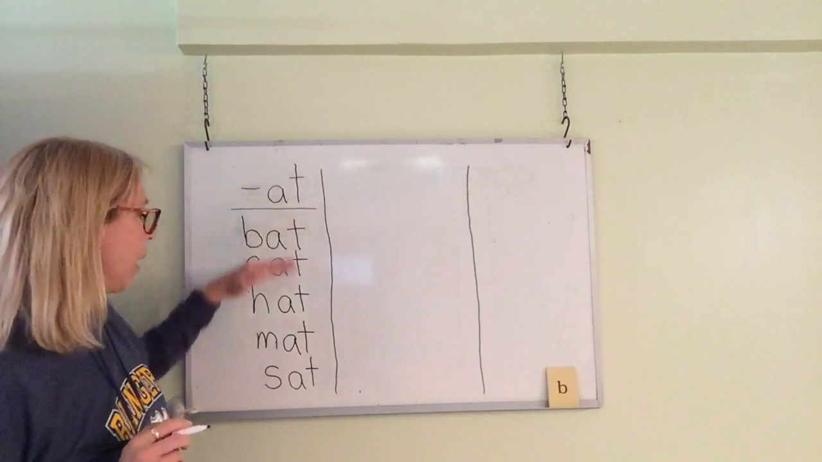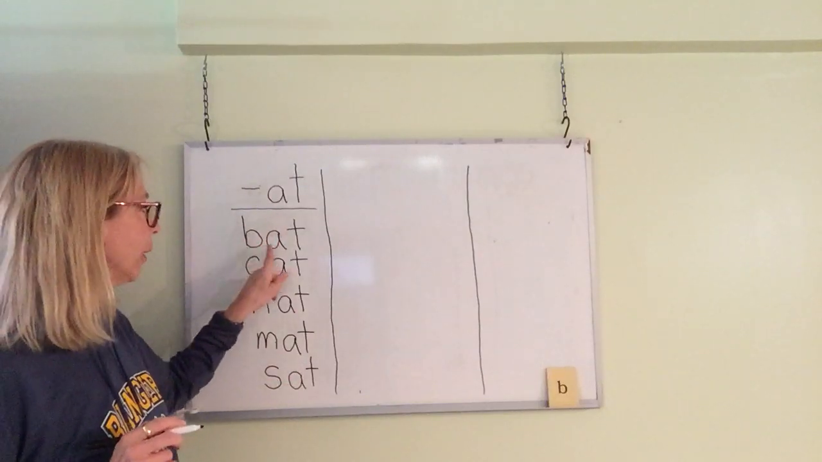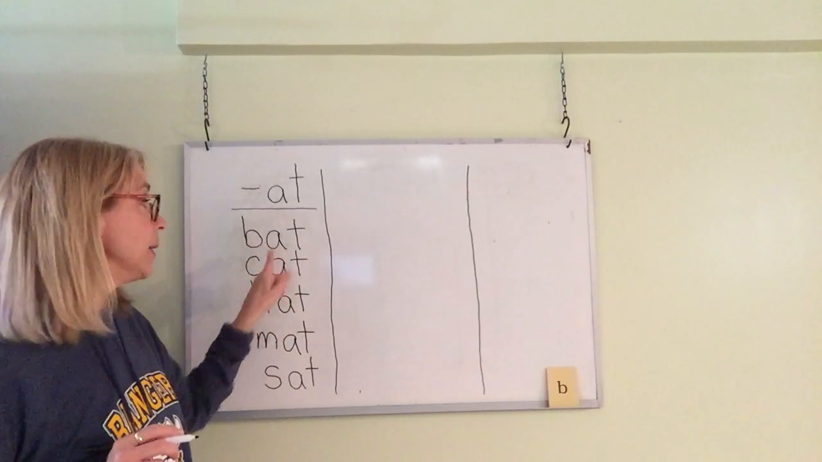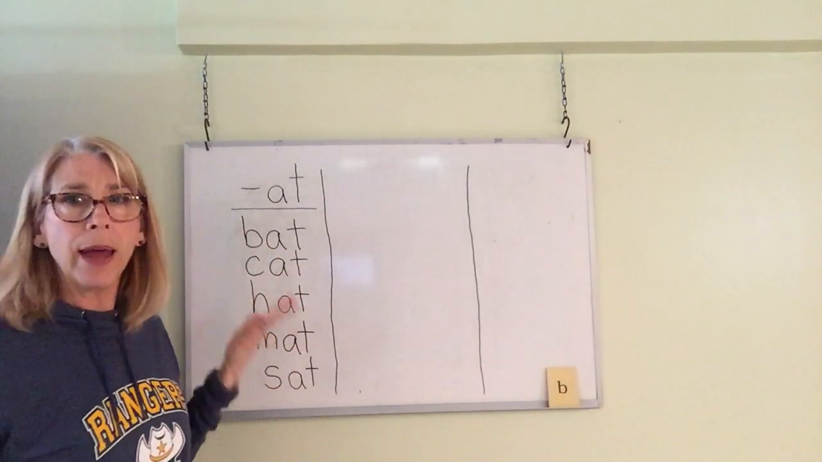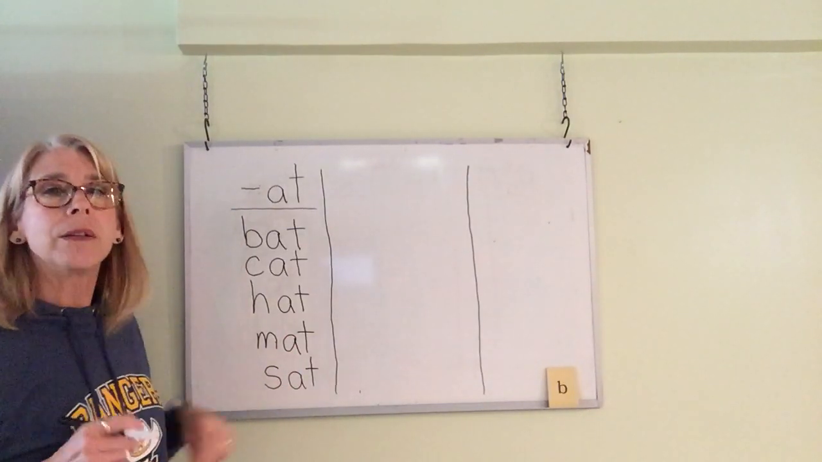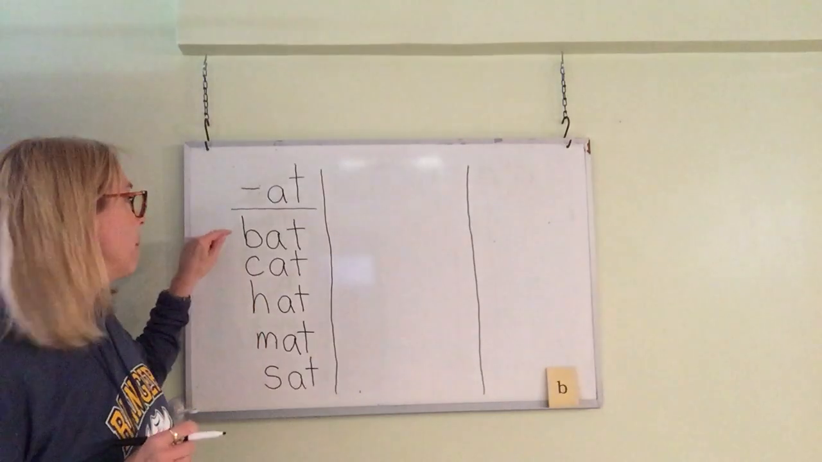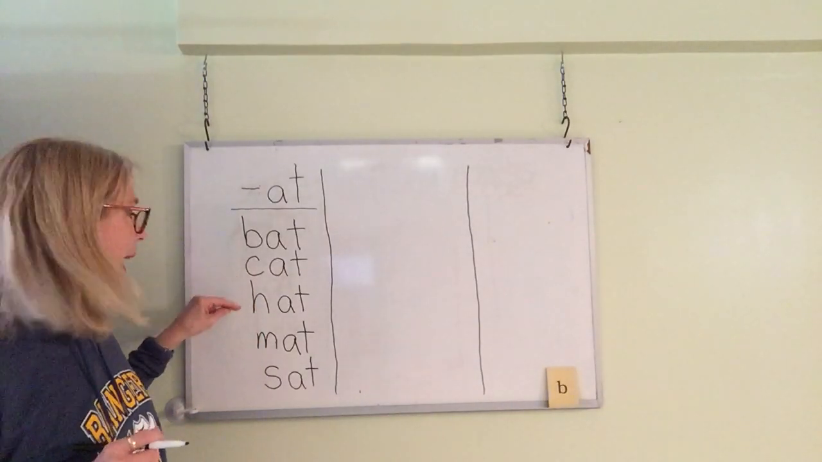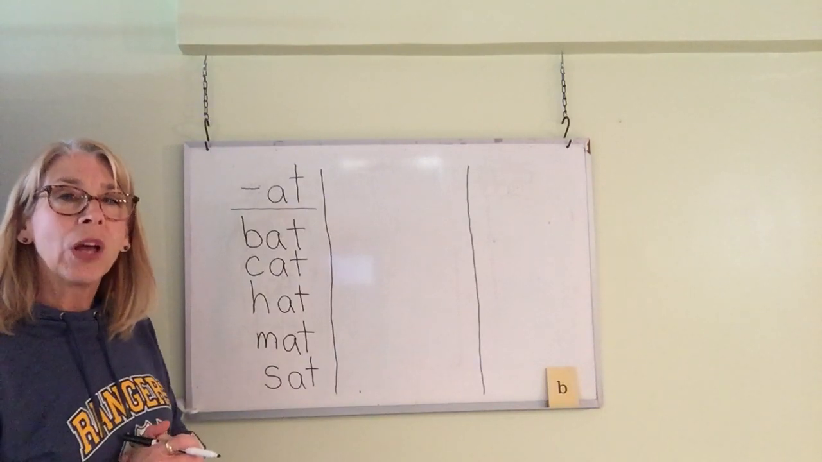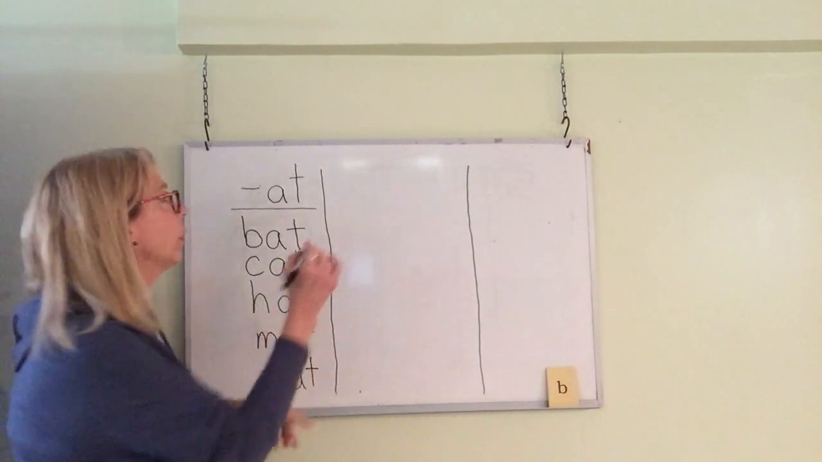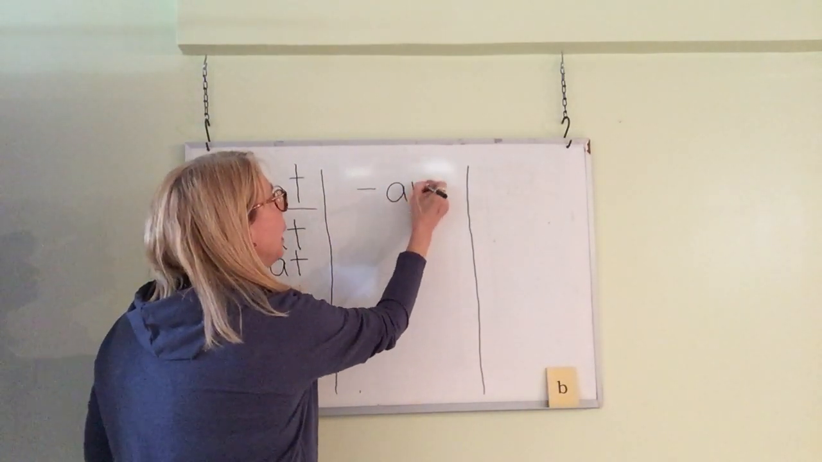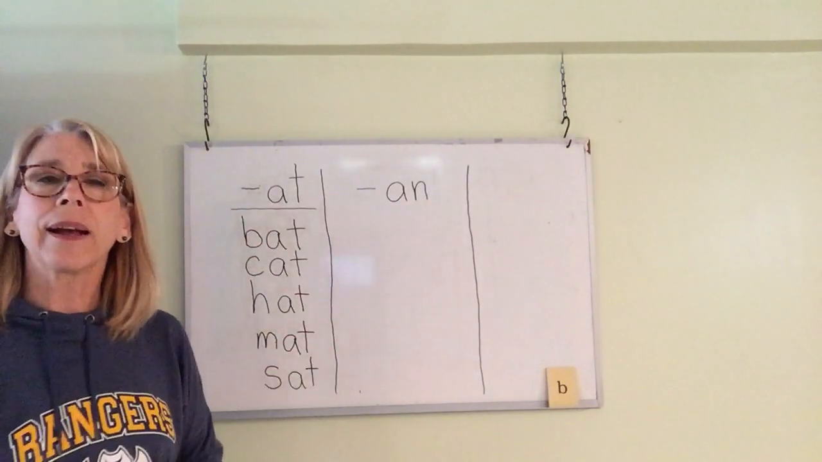So boys and girls, in our at family, our pattern is the at. It helped me because I know I could spell A-T, A-T, A-T, right? At. But just by changing the first letter, I can make my new words. Bat, cat, hat, mat, sat. Good job. So your job is going to come up with words for the an family in your next column.